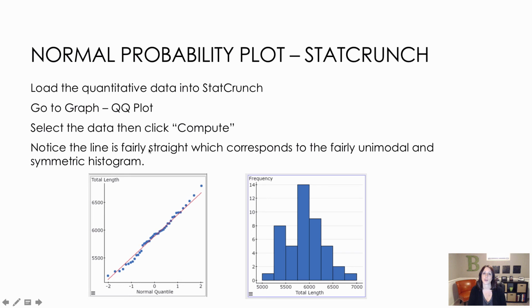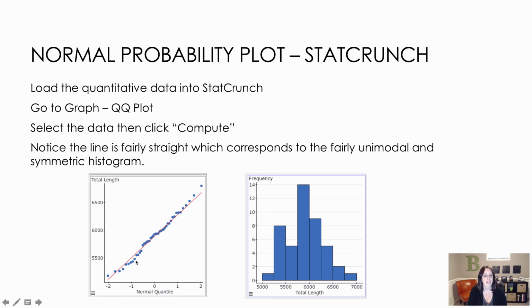So of course, there's two easy ways to make it, whichever you're most comfortable with. Using StatCrunch, you're going to load in your quantitative data. You're going to go to Graph and then QQ-Plot and select the data and click Compute. And I'm not going to do that for you because those instructions are super simple.